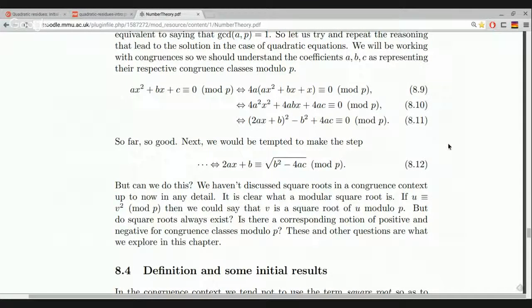B squared minus 4ac, for integers a, b, and c, is a perfectly good integer. So this can represent a congruence class modulo p, and it might have a square root. There might be another congruence class such that when you square it, you get b squared minus 4ac. But maybe there isn't. Because we know from real numbers that all the positive real numbers have square roots, but all the negative numbers don't.